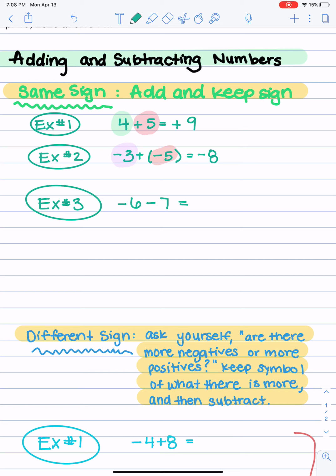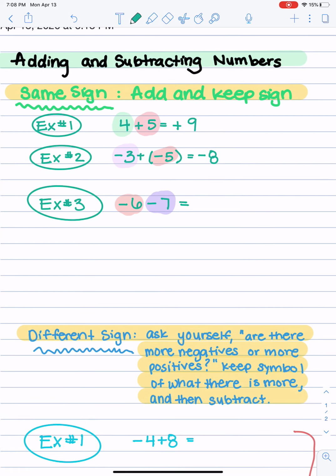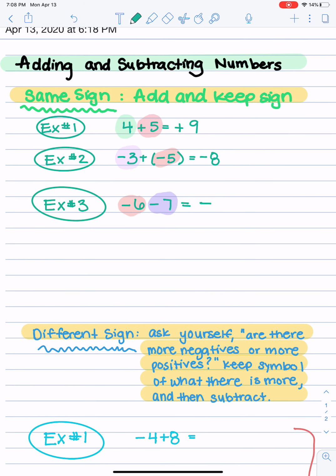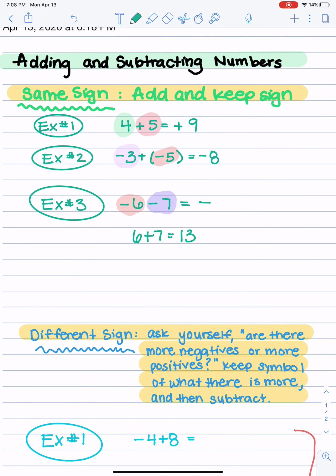Okay, let's move on to the next one. This 6, it's negative because there's a minus sign in the front. And now this 7, it's also negative because of that minus sign in the front. So they're both negatives, so I know my answer is going to be negative. 6 plus 7, that's 13. So my answer is negative 13. Okay, so once again, to recap this part, same sign, you add and you keep the sign.